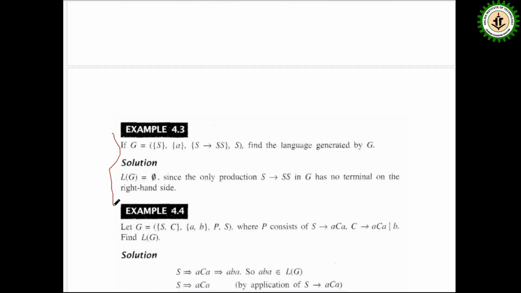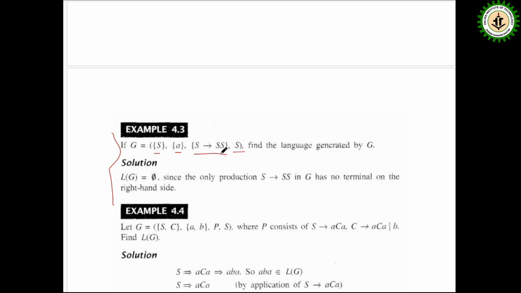Okay. We take another example. For G, in a similar way, G equal to S, a, and there is a production. First S is the variable, second a is the terminal. As we know, we denote terminals in lowercase or 0 1. So the lowercase a is denoted as a terminal, and capital S is a variable. The production is S to SS, there is only one production, and the starting symbol is obviously the only variable S.